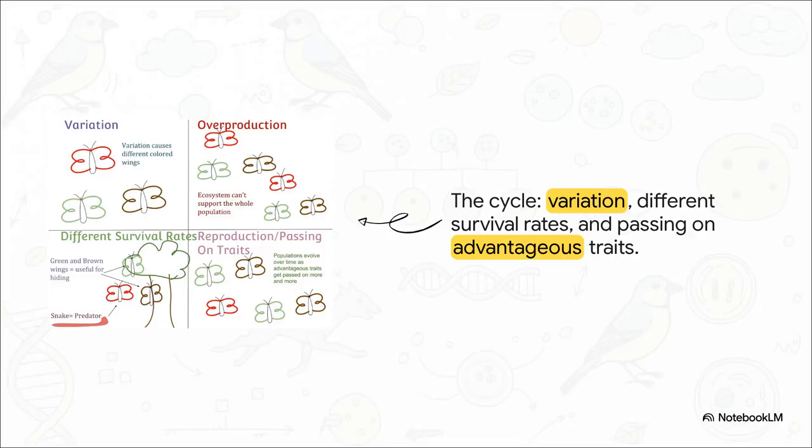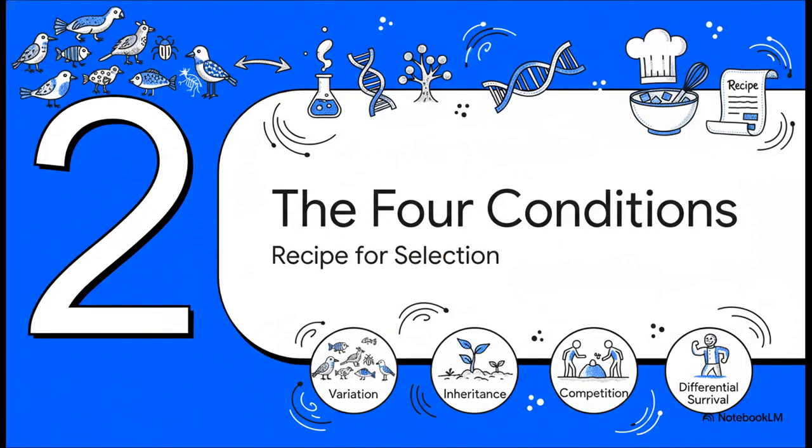And this little diagram, it's perfect. It shows the whole cycle so clearly. So you start with variation, you've got different colored butterflies. Then boom, overproduction. Way more butterflies are born than can possibly survive. Now the environment, in this case the predator snake, acts as that filter we talked about. The green and brown butterflies are way better camouflaged, so they survive and get to reproduce, passing on those camouflage genes. Over time, the whole population shifts to be more green and brown. That's evolution in action.